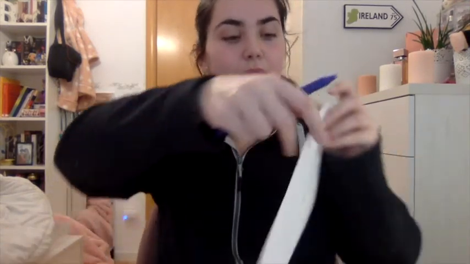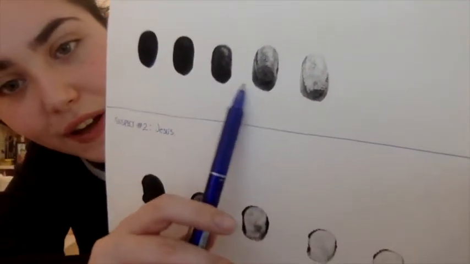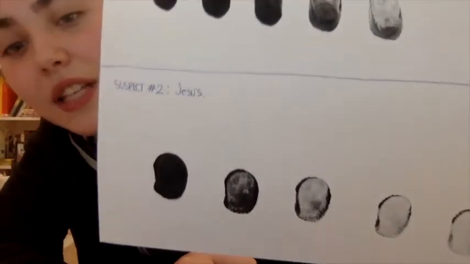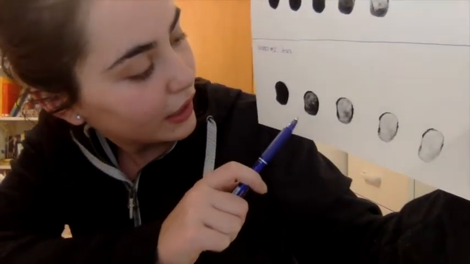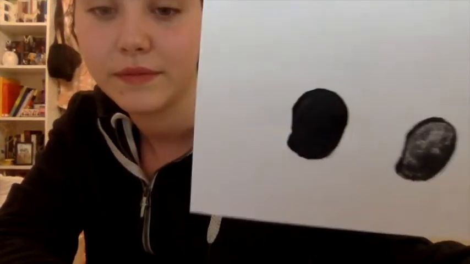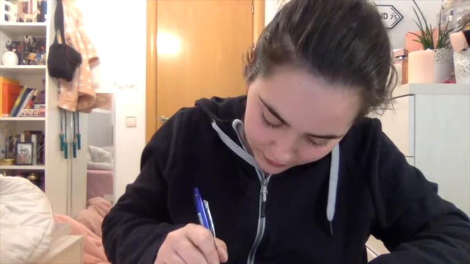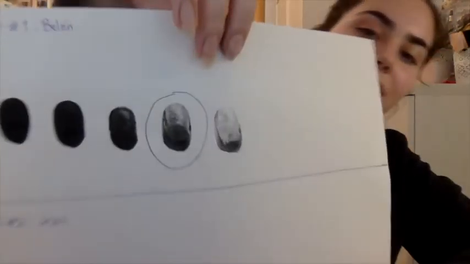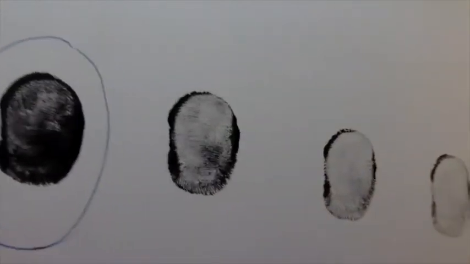So in my case, for suspect number 1, this is the fingerprint that we can see the shape best, right? And for suspect number 2, it would be this one. I will make a circle around the fingerprint that I can see best. So, a circle and a circle. Yeah, so these are the more clear ones. This and this.